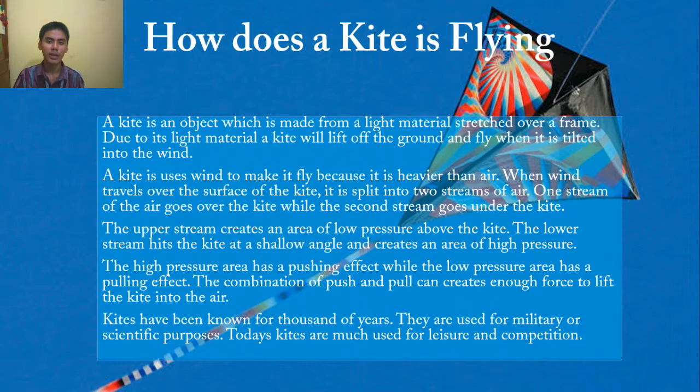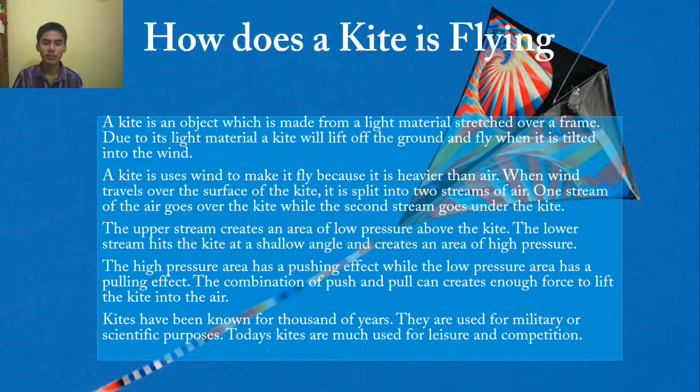I'm from 11 Science 2. I will explain how a kite flies. A kite is an object made from a light material stretched over a frame.